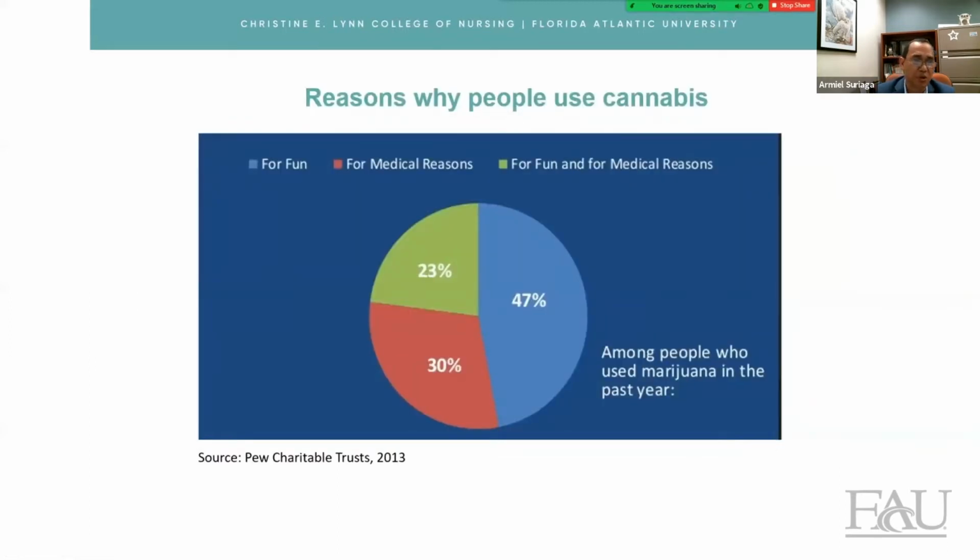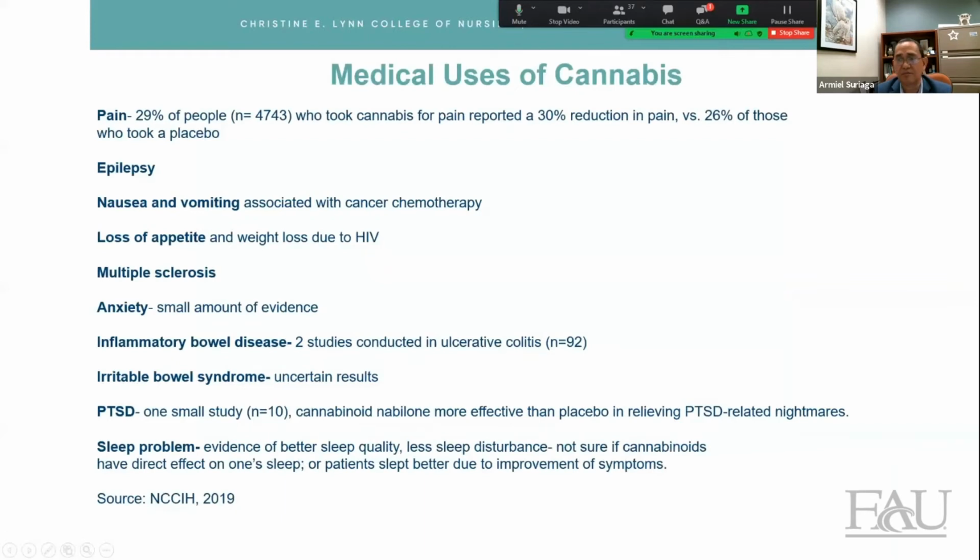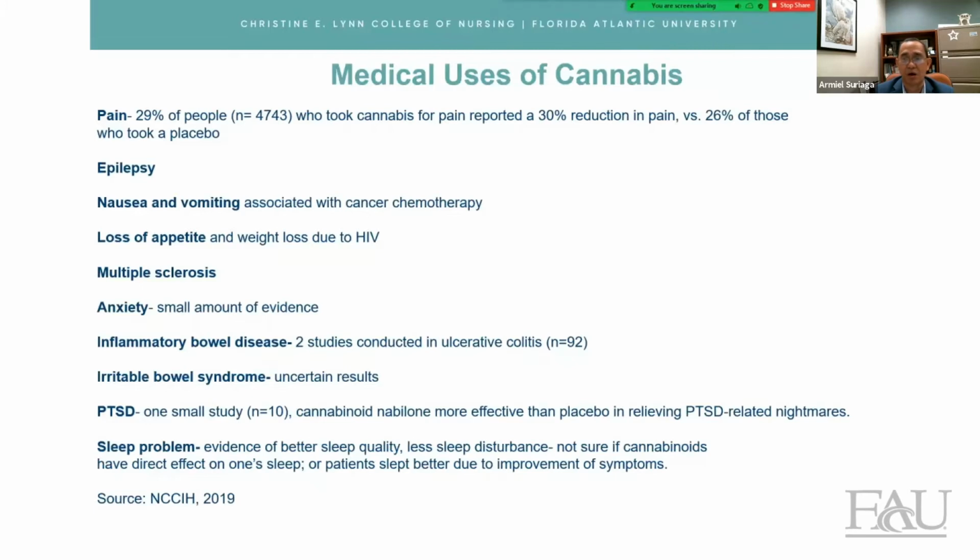So what are the reasons why people use cannabis or marijuana? The majority of the reasons for the use of marijuana is for fun, and only 23% a combination of fun and medical reasons, and 30% is for medical use of marijuana. For the medical use of marijuana, we have different conditions or diseases. We have symptoms of pain, which top the list. We have epilepsy, nausea and vomiting, multiple sclerosis, anxiety, inflammatory bowel disease and irritable bowel syndrome, as well as PTSD, or post-traumatic stress disorder, along with sleep problems.